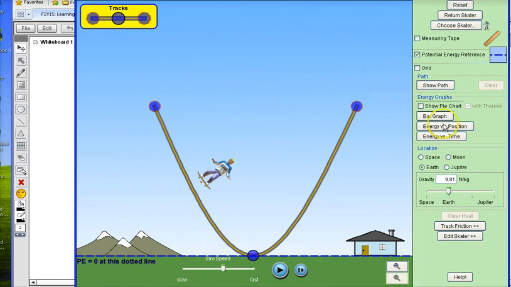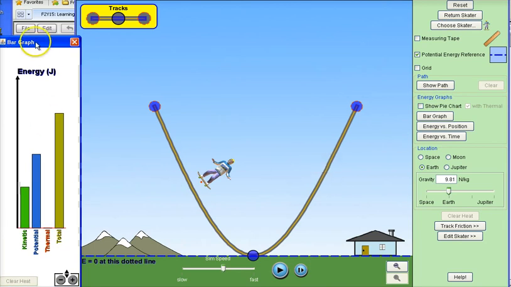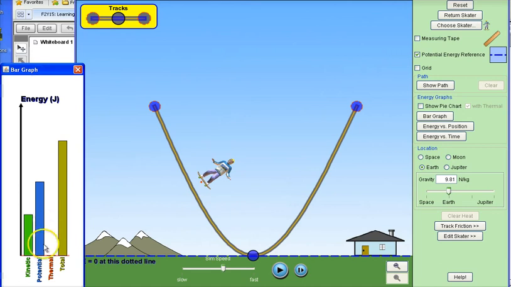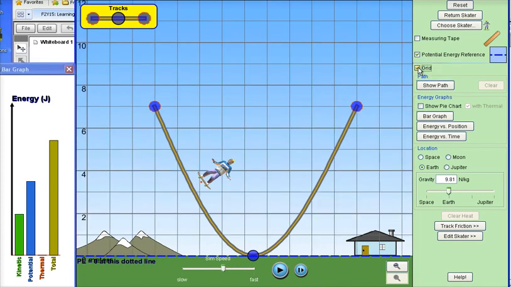What I'm also going to do is click on this energy bar graph button, and that brings up this energy chart over here. I'd like to align the lower end of this chart with this potential energy reference line, so we can measure what's happening to different energies. I'm also going to click on this grid box, which brings up a grid, and we can measure the vertical height from the ground quite easily. Everything clear up to this point?